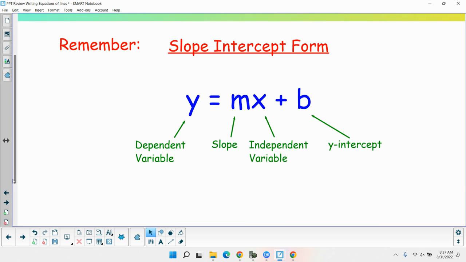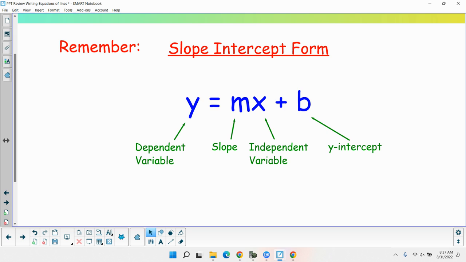All right, we call y the dependent variable because the y value depends on what the x value is. The x is the independent variable. When we make an xy table, we can put in whatever we want for x, the domain, right? And then we use the equation or the function to figure out the y, the range. And then we can graph our line.